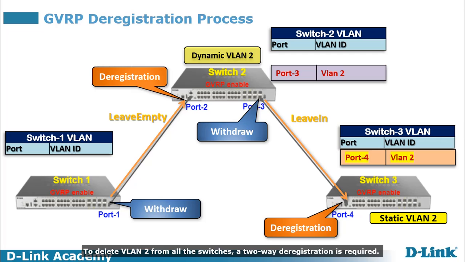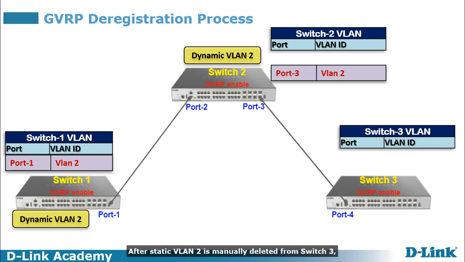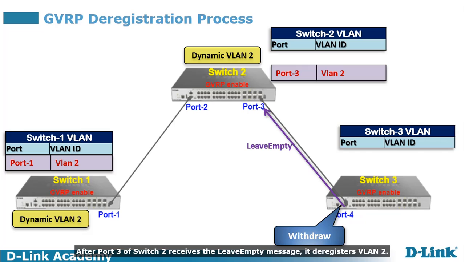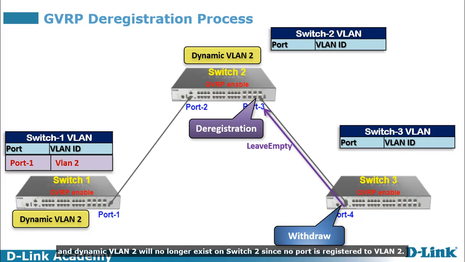To delete VLAN 2 from all the switches, a two-way deregistration is required. The process is as follows. After static VLAN 2 is manually deleted from switch 3, the switch proceeds to the withdraw declaration and port 4 sends a leave empty message to switch 2. After port 3 of switch 2 receives the leave empty message, it deregisters VLAN 2. Then port 3 is deleted from dynamic VLAN 2, and dynamic VLAN 2 will no longer exist on switch 2 since no port is registered to VLAN 2.